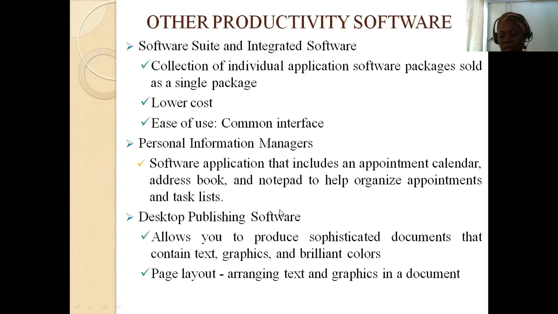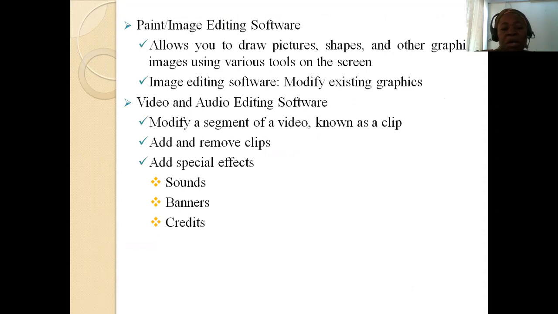So we're talking about this other productivity software. Then we have paint and image editing software, which you can use to draw pictures, shapes, and other graphical images using the various tools on the screen. There is also image editing software for modifying existing graphics. There is also video and audio editing software used to modify a segment of a video, which we generally call a clip. You can add and remove clips, and add special effects to clips like sounds, banners, and credits.